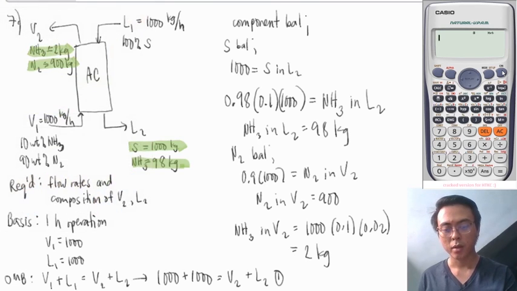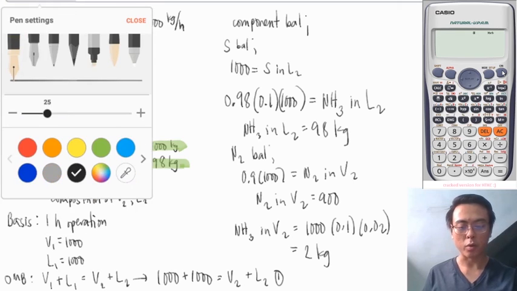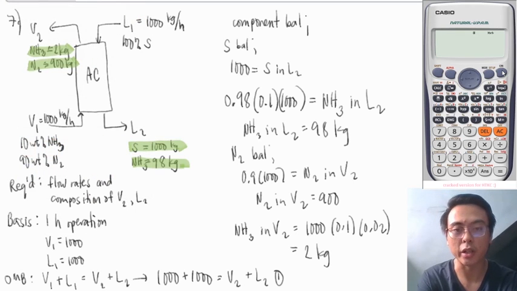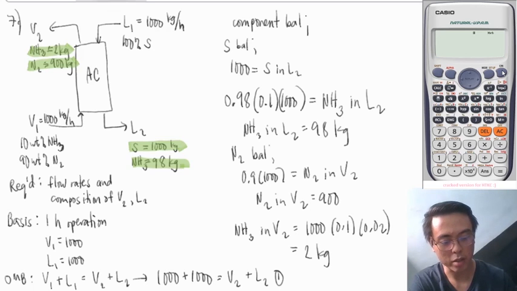Okay. So basically, we are already done in solving the problem. We just have to address what is really required. So the required are the flow rates and composition. So let me erase this.